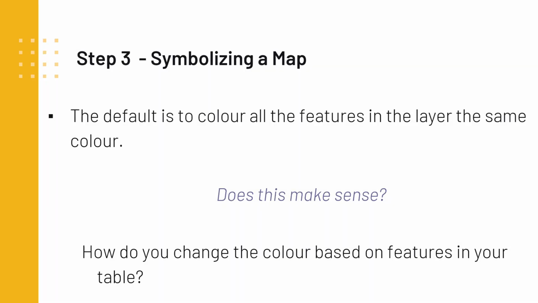You will have noticed by now that the default is to color all of the features in a layer exactly the same way. Does this make sense? Well, sometimes absolutely it does, but other times maybe not so much. So in our case, we want to symbolize our roads differently depending on the type of roads they are. And I'm going to show you how to do this.